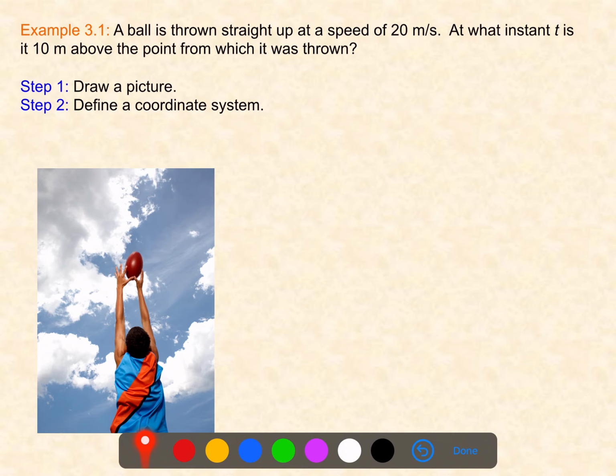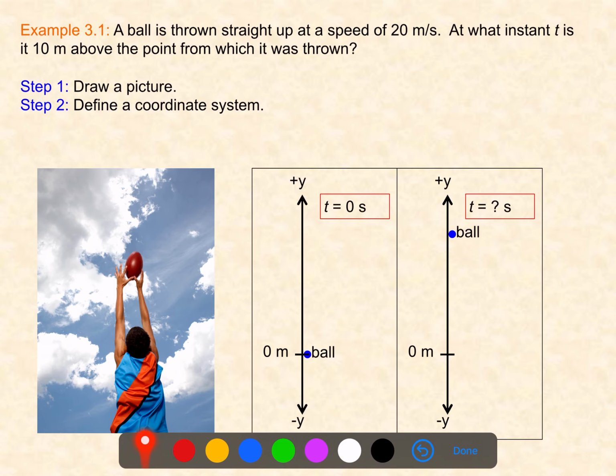Again, you don't have to draw anything too fancy, but sometimes it helps to sketch the situation, and then define a coordinate system. The convention is typically to have positive y pointing up, and we may as well start the ball at the origin, y equal to 0. That's where it's at time equal to 0. At a later time, it's going to be at this position where it is 10 meters above its starting position. And we want to know what is that time.